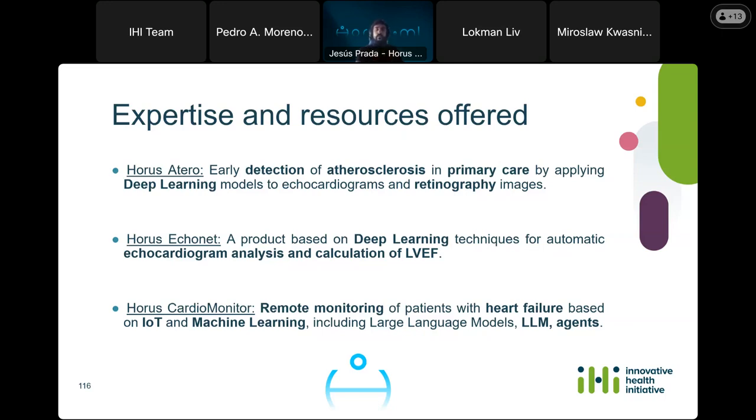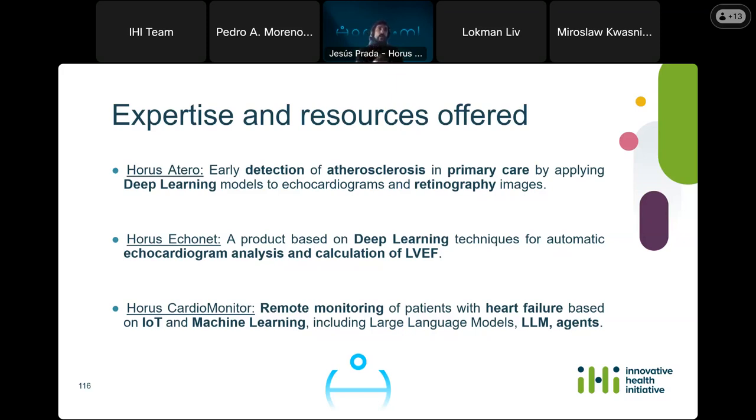The first one is Aarhus Atero, which is trying to achieve the automatic detection of atherosclerosis using deep learning models over clinical images. And it has a strong innovation component in the sense that it's not trying to make this screening in hospital, which is what is normally done, but in the primary care system. And for this purpose, we have tried to focus on retinography images and not echocardiogram, which is the clinical image that is normally used, because these types of images are way easier to collect in primary care institutions. So this could significantly improve the impact and the usefulness of these screening solutions.